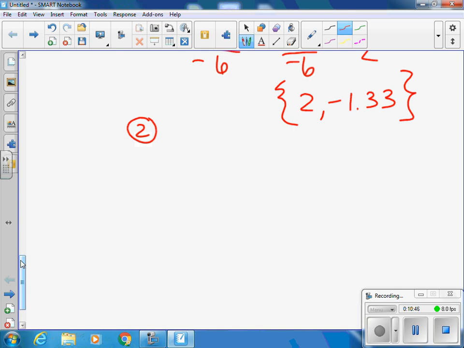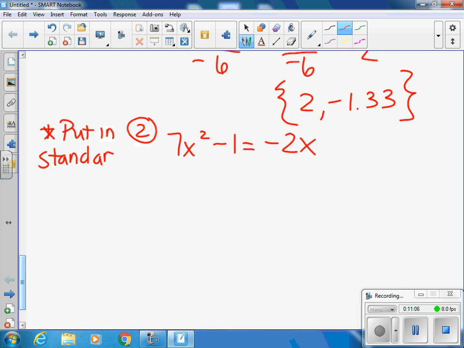All right, so let's go ahead and take 7x squared minus 1 equals negative 2x. Now in order to do this, you can't just pick a, b, and c out of your equation unless it's in standard form. This problem is not in standard form. So you might want to remind yourself, put it in standard form, because it's the only way that the quadratic formula will work.